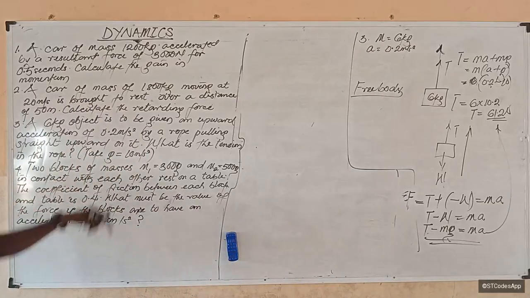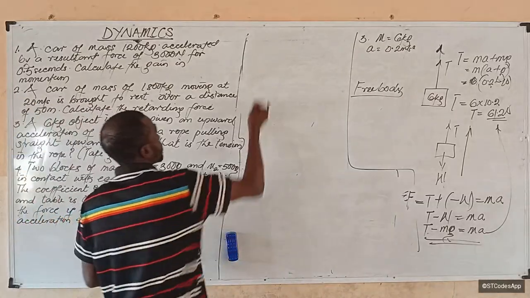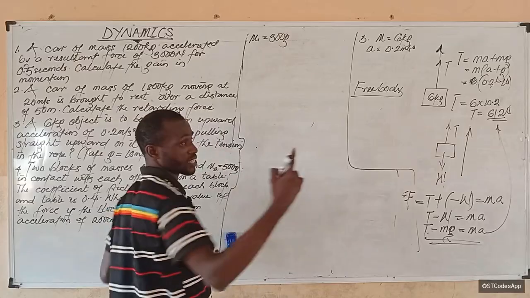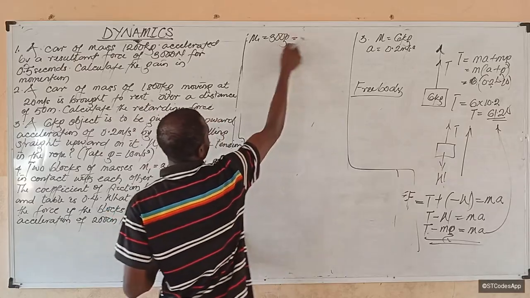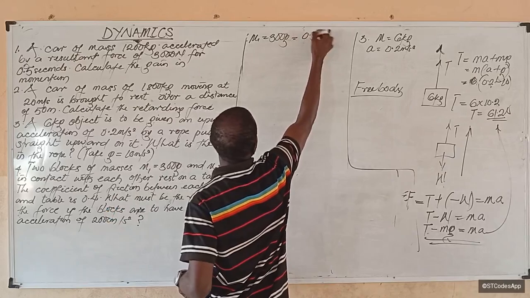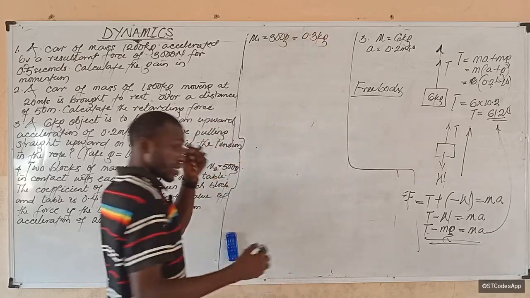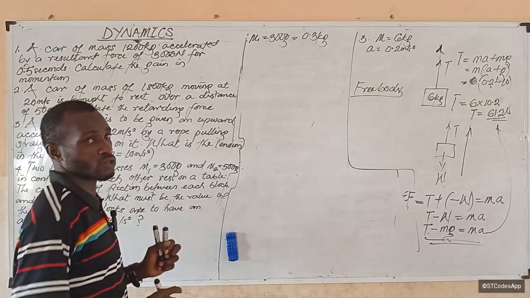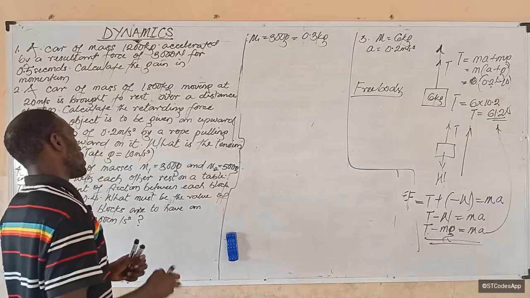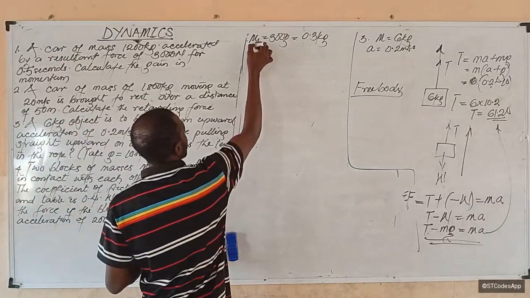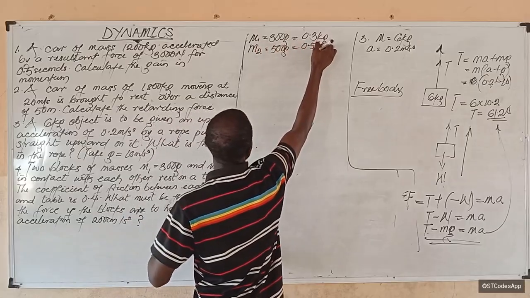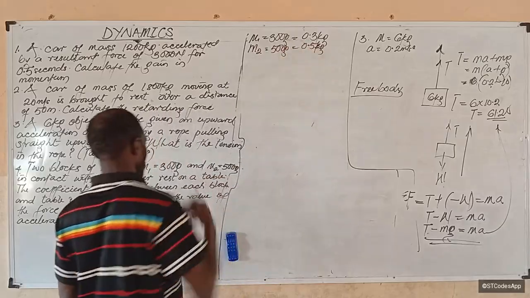Now, two blocks of masses M1. What is the mass of M1? 300 grams. So let's convert that to kilogram. You basically divide it by 1000. That becomes 0.3 kg. You divide grams by 1000 to convert to kilogram. I hope you already know that. And M2 is 500 grams or 0.5 kg. Okay?